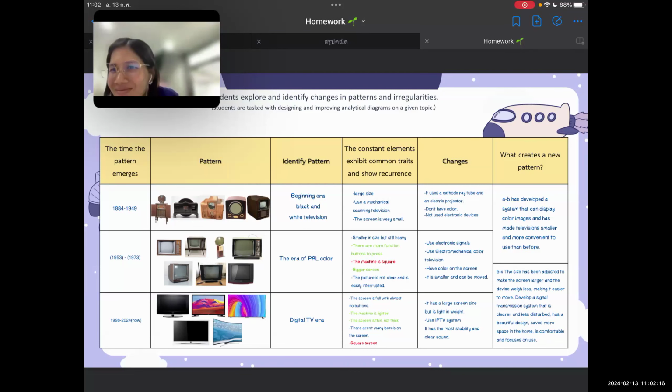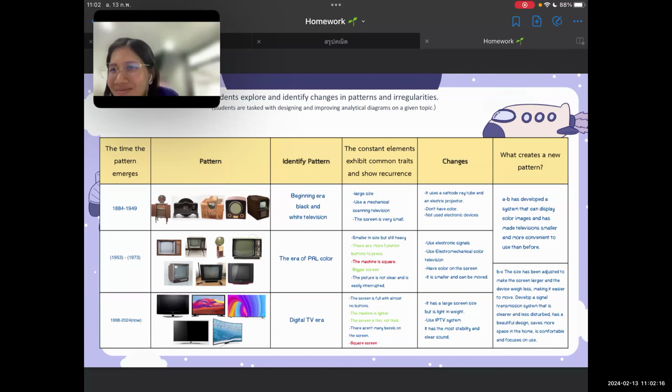What created the new pattern from A to B was the development of a system that can display color images and made television smaller and more convenient to use than before. From pattern B to C, the size has been adjusted to make the screen larger and the device weigh less, making it easier to move, and a transmission system was developed that is clear and less disturbed, has a beautiful design, saves more space in the home, and is comfortable to use.